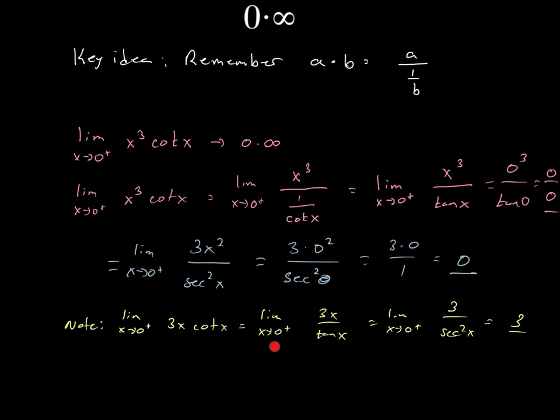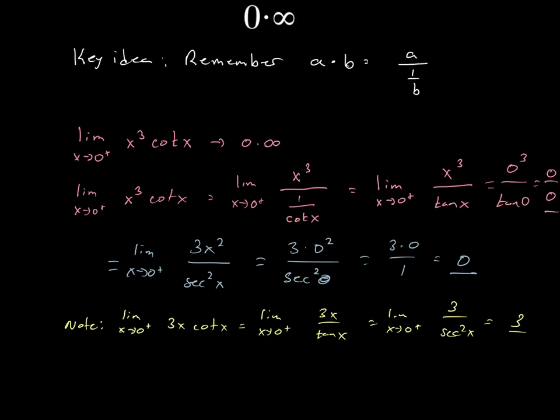That will be the limit as x approaches 0 from the right of 3x over tangent of x, which we already know is going to be 0 over 0. So I can apply L'Hopital's rule. The derivative of the top is 3. The derivative of the bottom is secant squared. And remember, it's still the same thing: secant of 0 is 1, so secant squared of 0 is also going to be 1. So this limit came out to be 3.